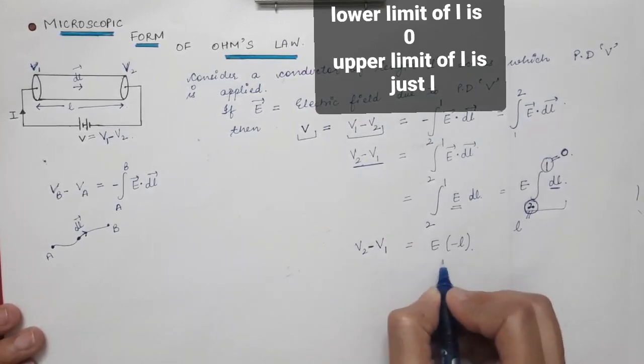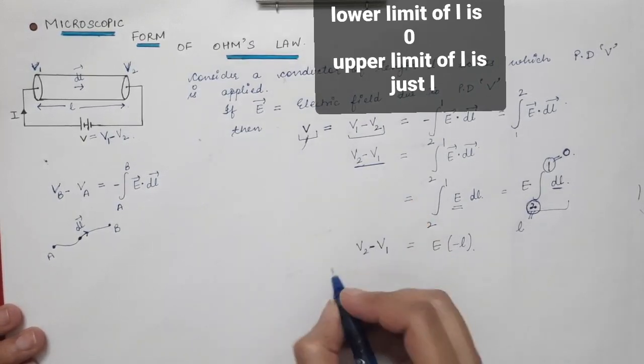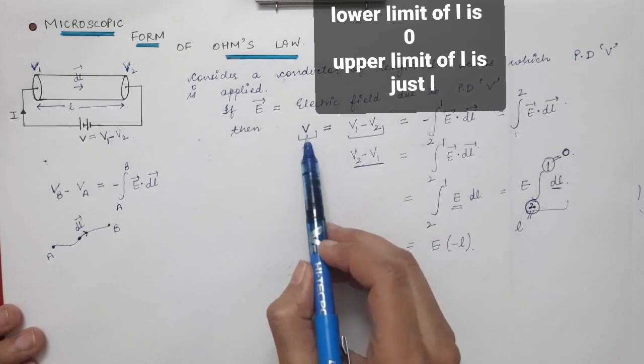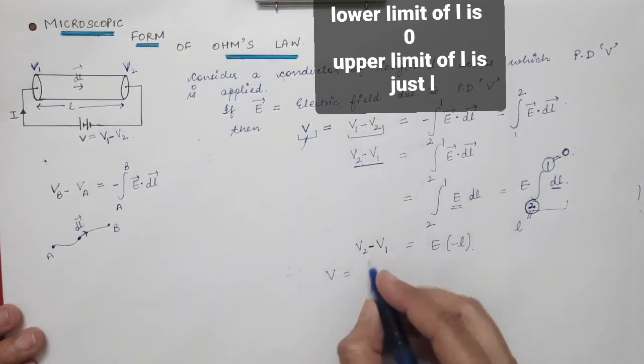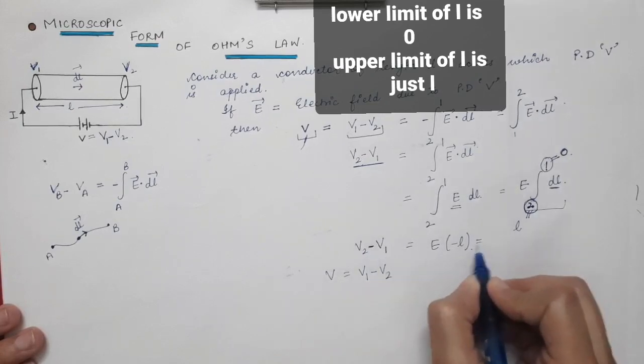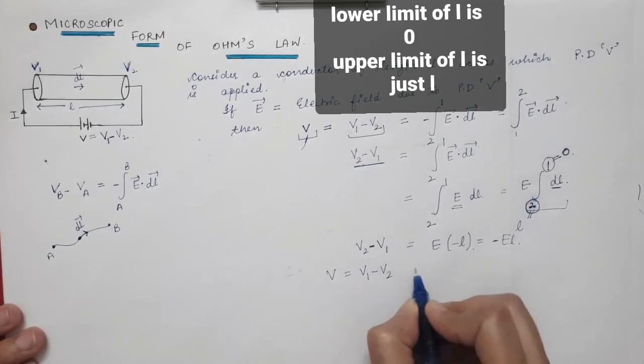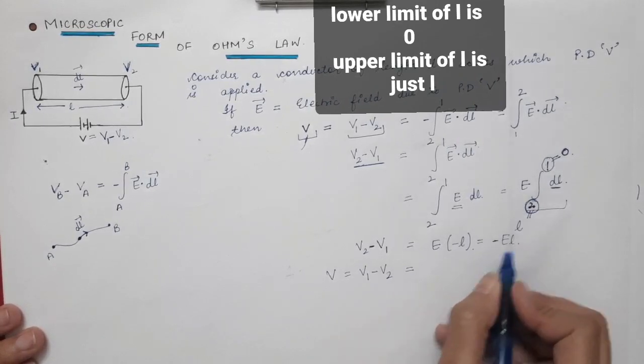And from here, what will be the potential difference V? So V is equal to, now what is V? It is equal to v1 minus v2. So that is equal to v1 minus v2, and v2 minus v1 came out to be equal to minus E into L. So what will be v1 minus v2? It will be equal to plus E into L.